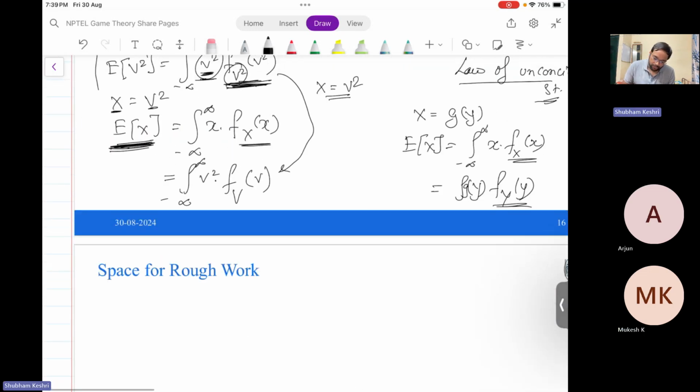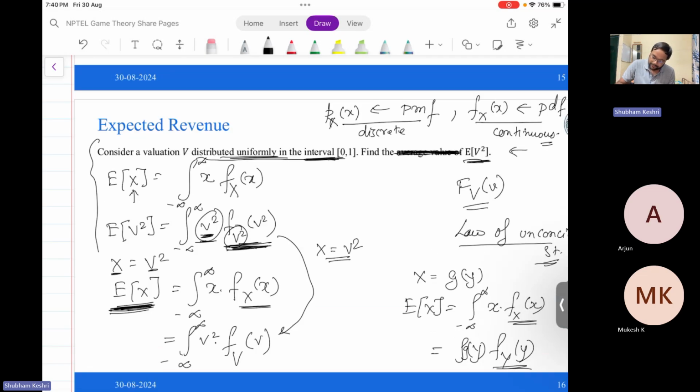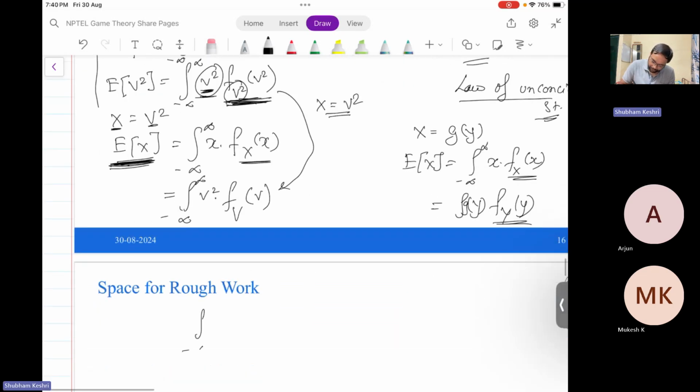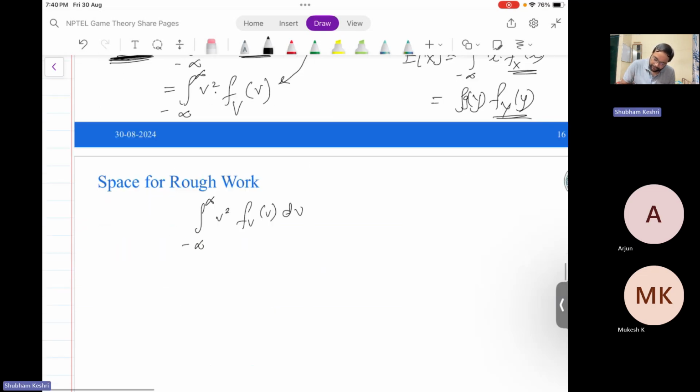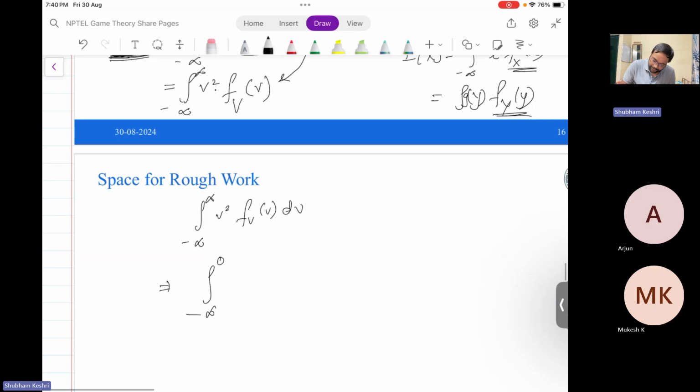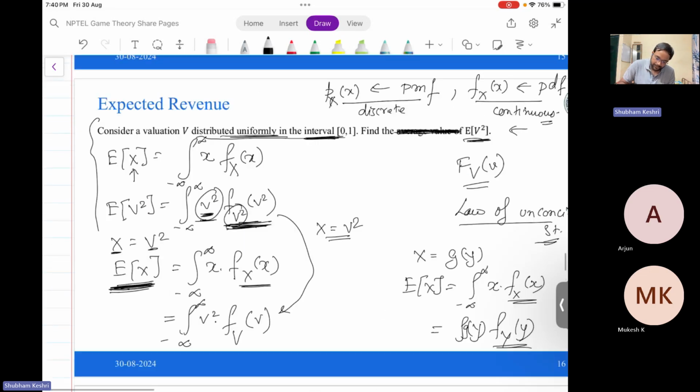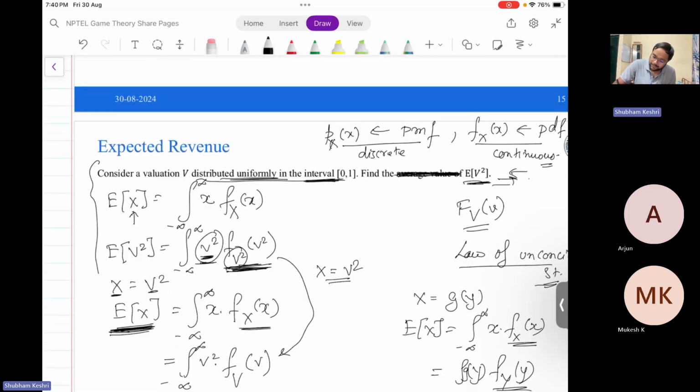And if you go back, if you are trying to imagine, this will just become the integration from minus infinity to infinity of v square f_v(v) dv. Now again we'll just do the same thing. It will be the integral from minus infinity to 0 of v square into 0 dv, plus 0 to 1 of v square times 1 dv, plus 1 to infinity of v square times 0 dv. This will become 0. It will be v cube by 3 from 0 to 1, so it will be 1/3. So this will be the answer. No option is there. So this is 1/3. Okay. Yes.